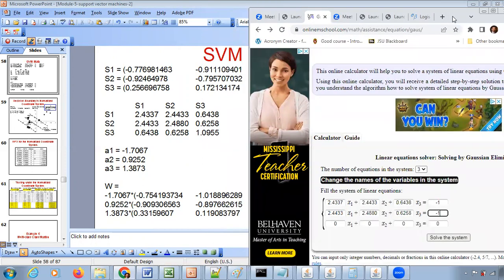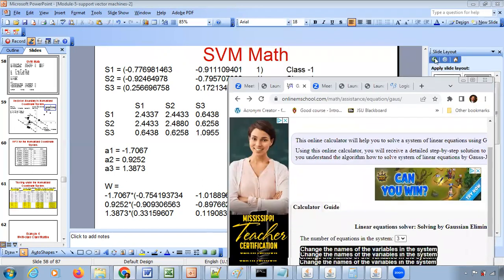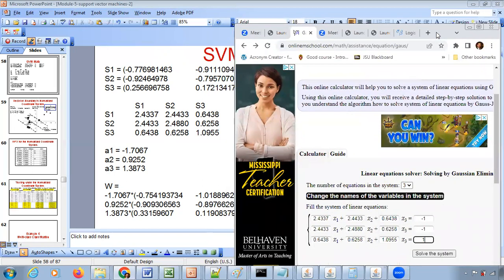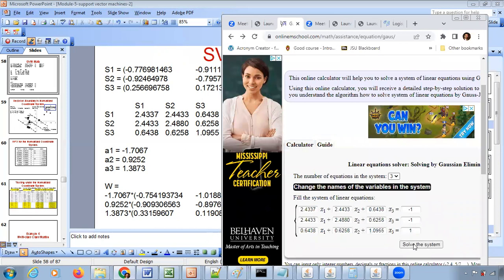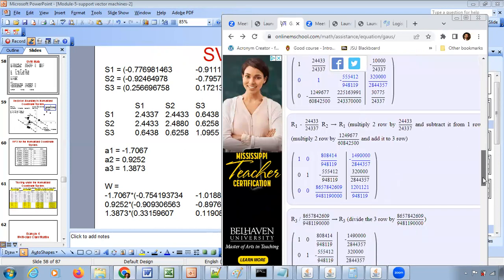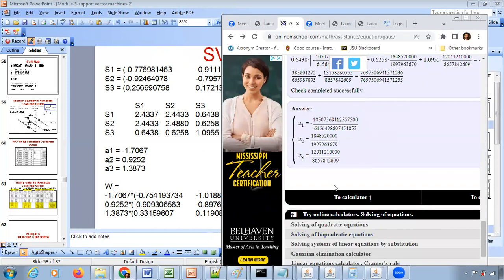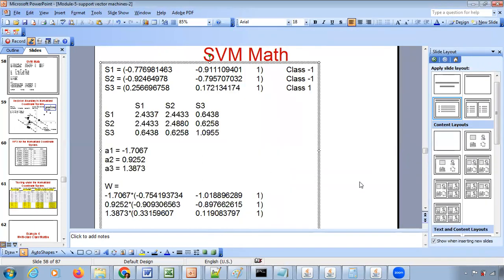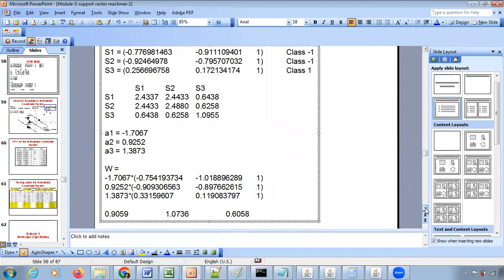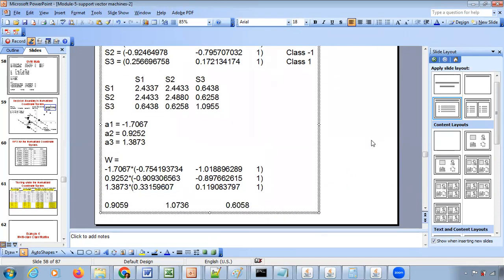And then the third equation is going to be 0.643 times A1 plus 0.6258 times A2, 1.0995 times A3 equals 1. The class of S3 is 1. And then you can click solve the system. So we're going to get A1, A2, A3. Remember, you note down the sign of A1, A2, A3 carefully. And then W equals A1 S1 plus A2 S2 plus A3 S3.